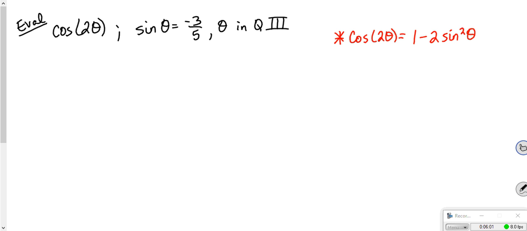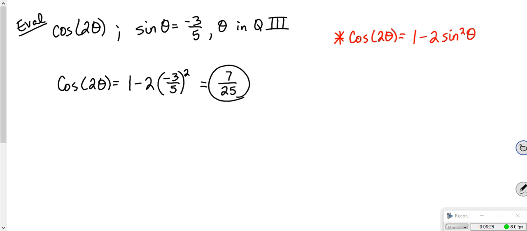So cosine of 2 theta is 1 minus 2 times sine squared theta. Well, sine theta is negative 3/5. We are squaring that. I am just poking that in a calculator, and we get a whopping 7/25. That's your answer.